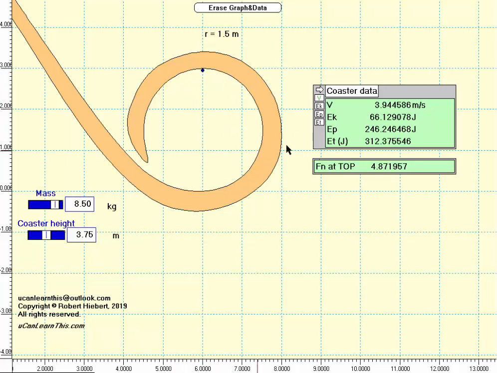So that's the illustration from the simulation. And what we'll do in the problem section is work out these numbers with these different heights, and then we'll see how we can figure out that the theoretically correct minimum height for this coaster should be 3.75 meters.